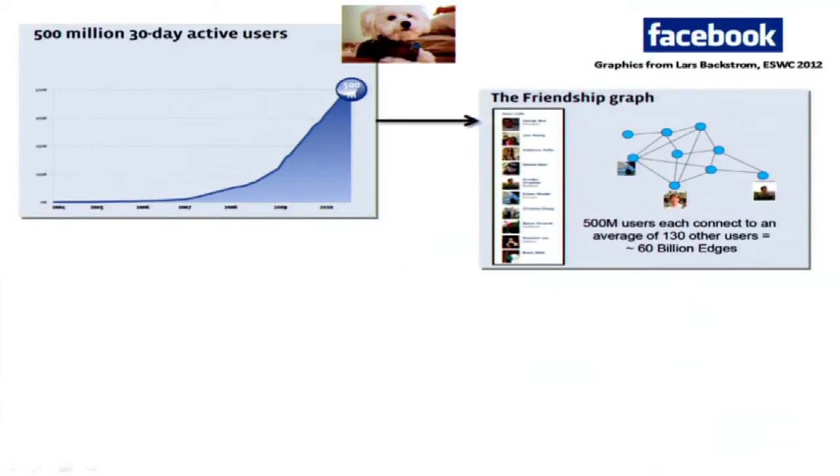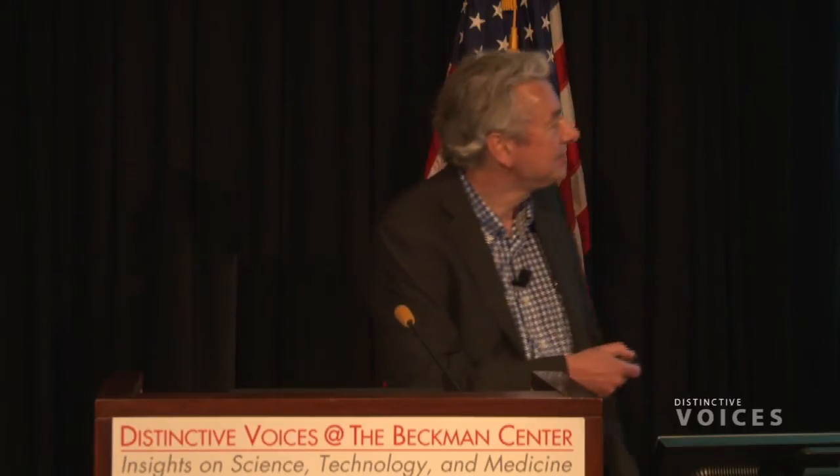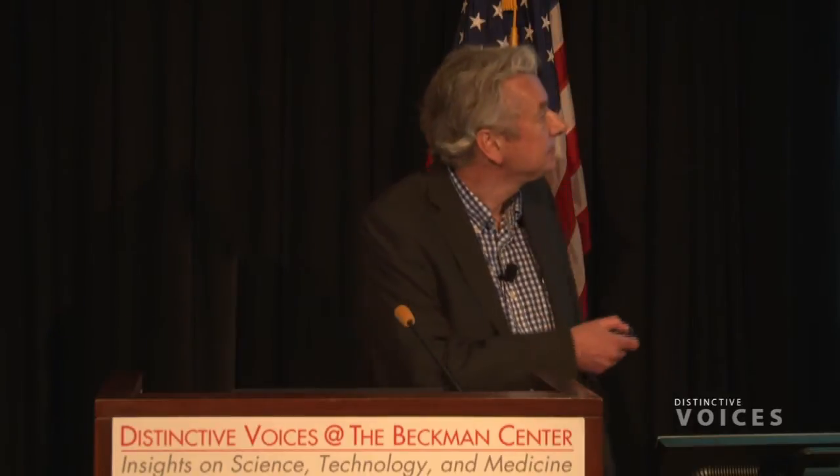With Facebook, of course, the social network is really the key part, who you're connected to. So on average, each person is connected to 130 users. Now, my guess is that's pretty bimodal. Teenagers, 2,000 close friends, and the rest of us, 10 close friends. But 130 on average. This gives you a graph, a network of 60 billion edges.